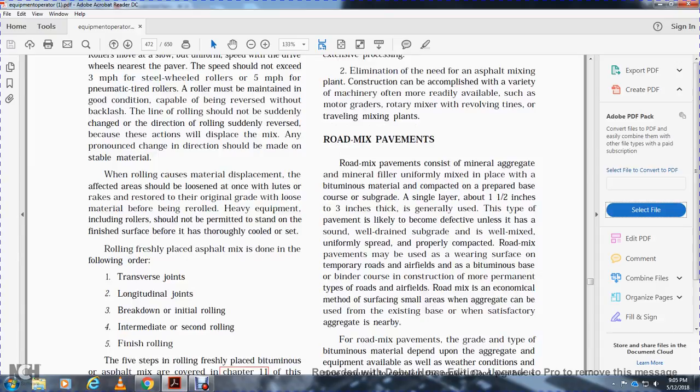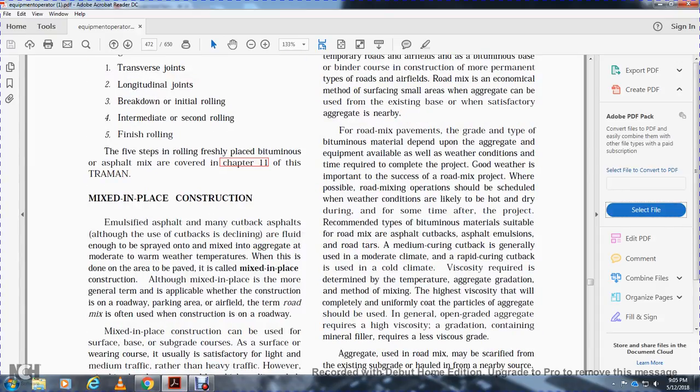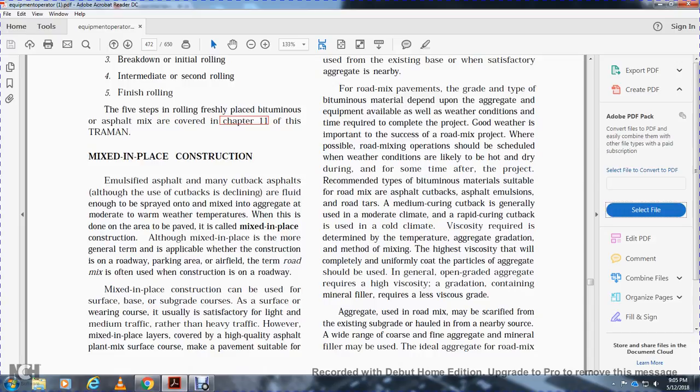Mixed in place. Mixed-in-place construction uses liquid asphalts, such as many cutbacks, that are fluid enough to be sprayed and mixed with the aggregate in modern warm weather temperatures. When this is done on the area to be paved, it is called mixed-in-place construction. Although mixed in place is the more general term, applicable to construction on the roadway, parking areas, and airfields, road mix is often the term used for construction on the roadway.